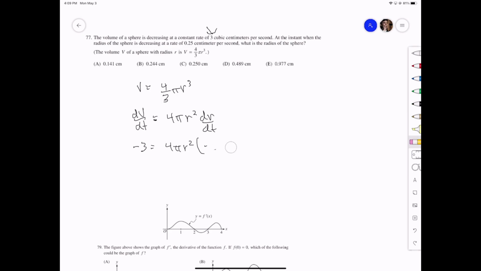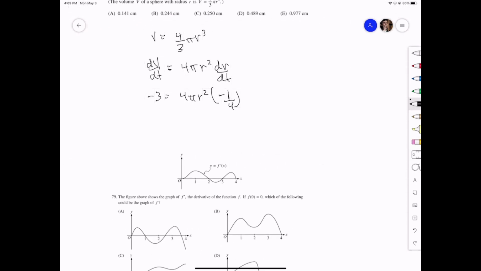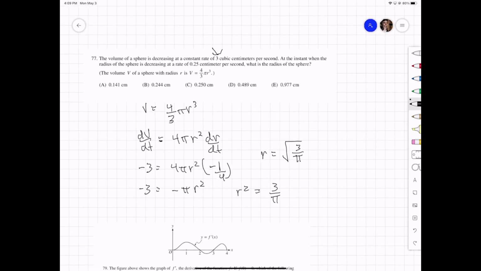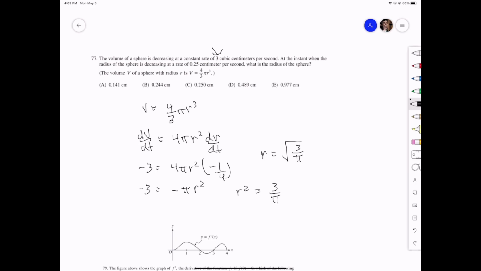Or let me write that as -1/4. So -3 is equal to -pi r squared. So r squared is equal to 3 over pi. So r is equal to the square root of 3 over pi. And this is a calculator problem, so let me just plug that in real quick. 0.977, E.